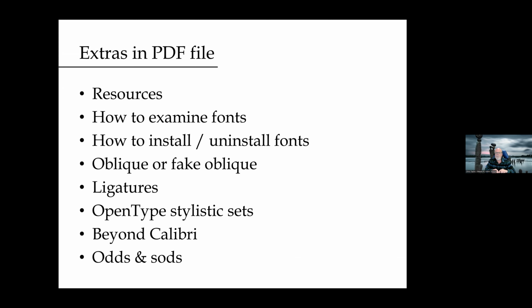Talking about obliques versus fake obliques and what the differences are and why you might care. Ligatures, which is a way of combining 2 characters together into a single glyph. Things like the Encyclopedia Britannica, they use a ligature for the AE, and they can add a certain elegance to your documents. I'll talk more in there about OpenType stylistic sets and how OpenType fonts can have almost completely separate fonts available in the single font file, and how to find them and use them.